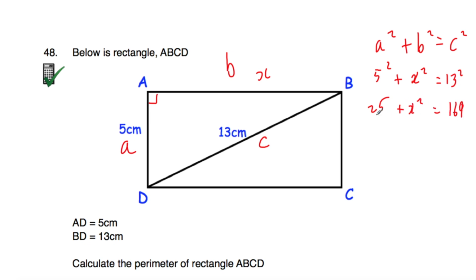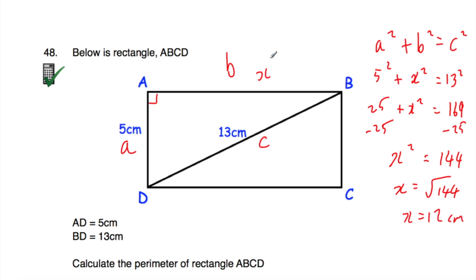Now we want to get the x on its own, so let's take away 25 and take away 25. So on the left hand side we'll be left with x squared, and on the right hand side we'll be left with 144. And then if we just square root, we're going to find x, and x equals the square root of 144, and the square root of 144 is equal to 12, so x equals 12 centimeters. So we know that x now, the length of AB, is 12 centimeters.